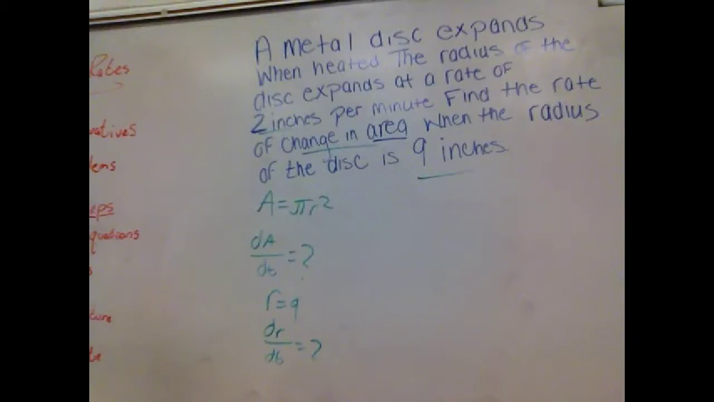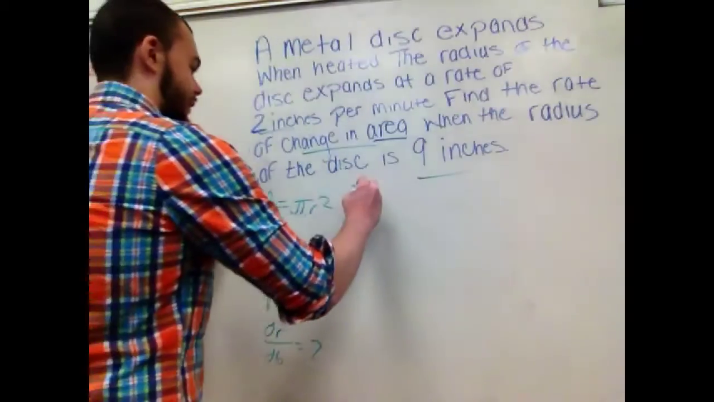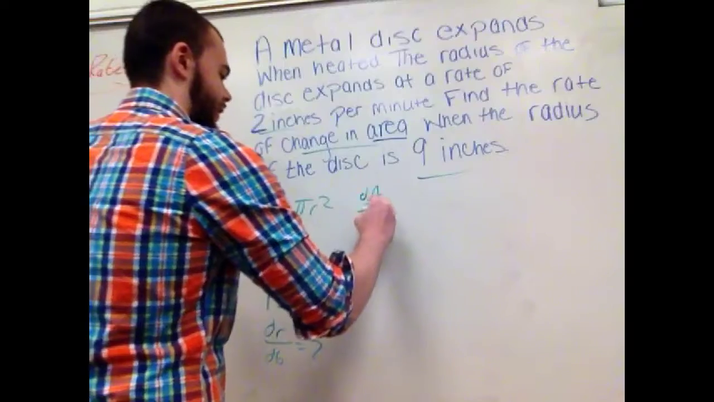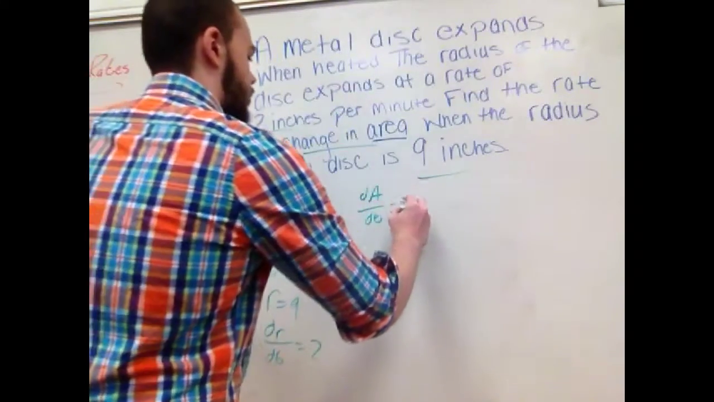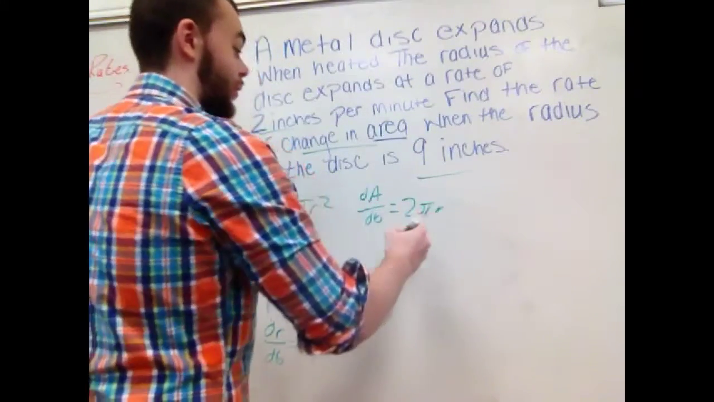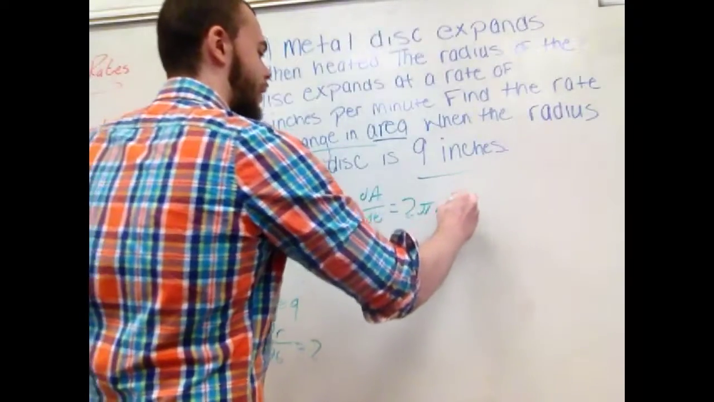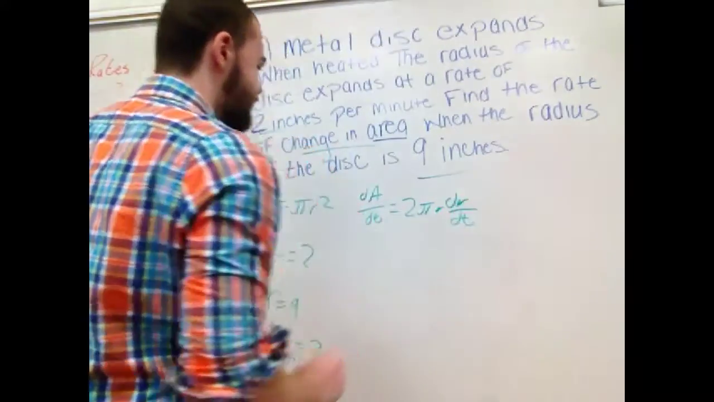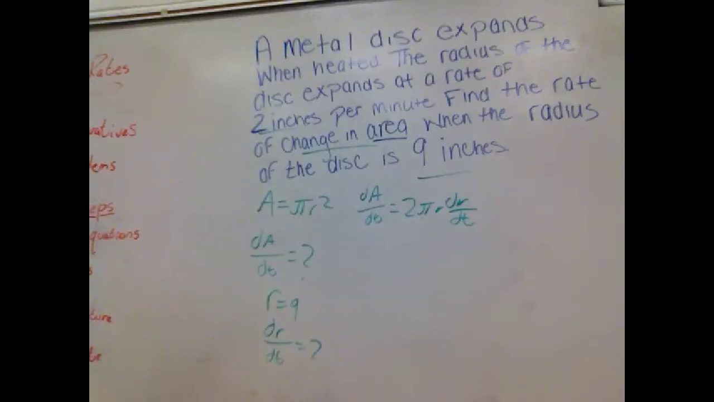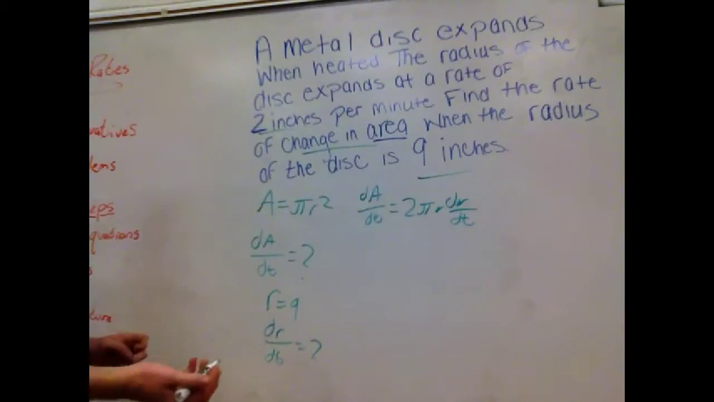And now, since we do not need to draw a picture, we can differentiate. Using the power rule, dA over dt is equal to 2 pi r, and since we differentiated, it'll be times dr over dt. And from here, we can sub in our known values and solve.